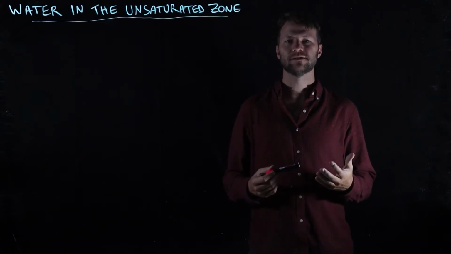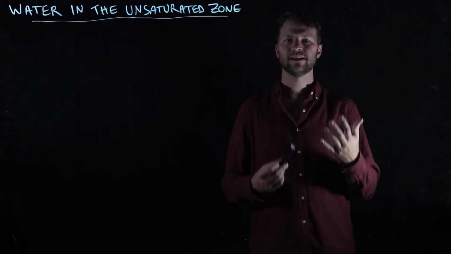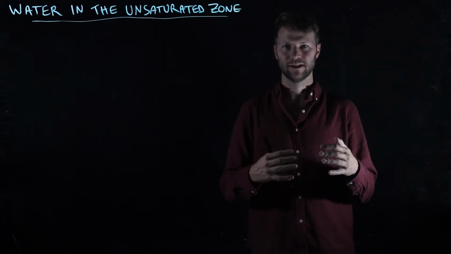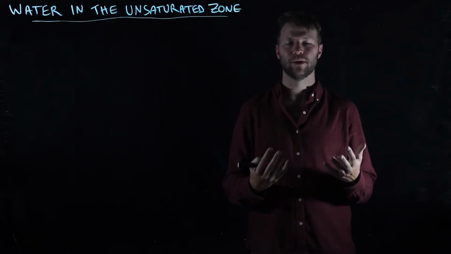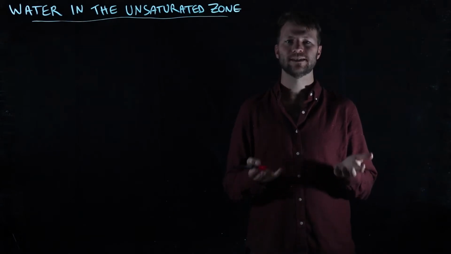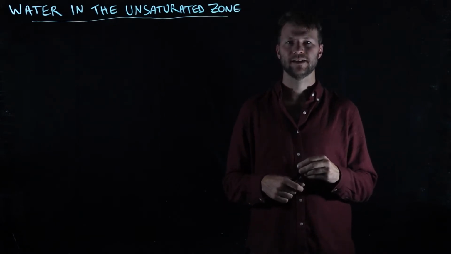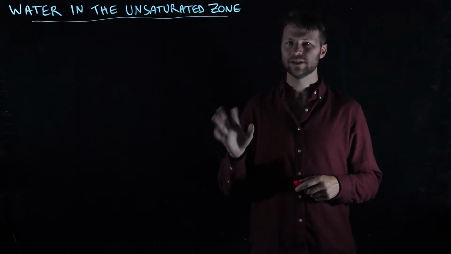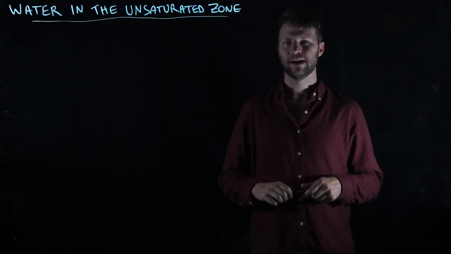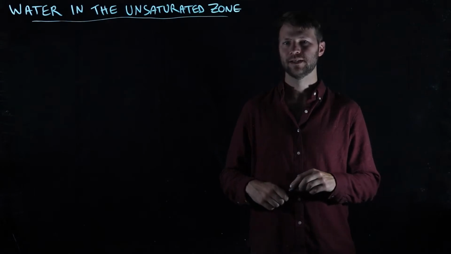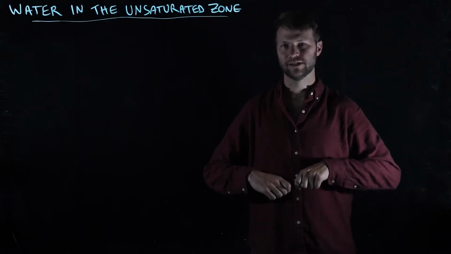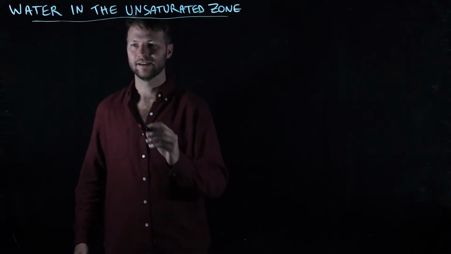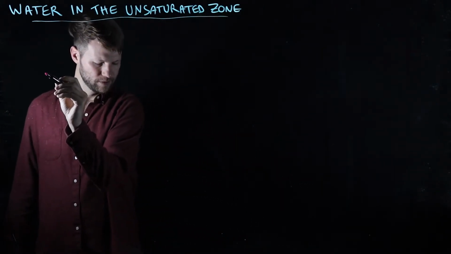Water in the subsurface can exist in two very different states. It can exist in the saturated zone, where all of the pores are filled with water and there's no air, or it can exist in an unsaturated state, where there's a mixture of air and water in the pores. We're going to spend the next few videos talking about how water occurs and moves in the unsaturated zone. But first, let's draw a picture defining the zone that we're talking about.